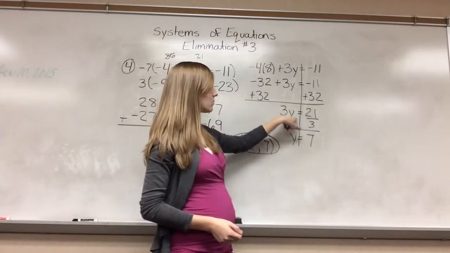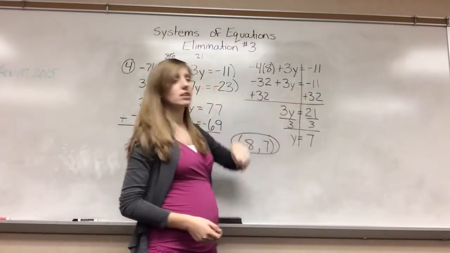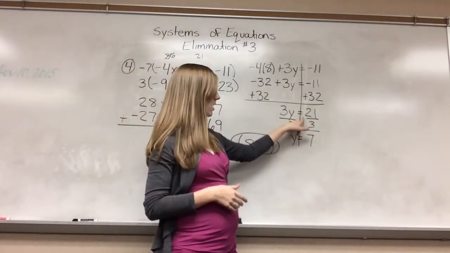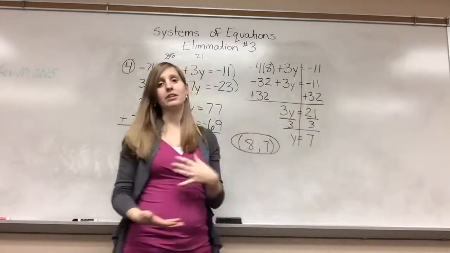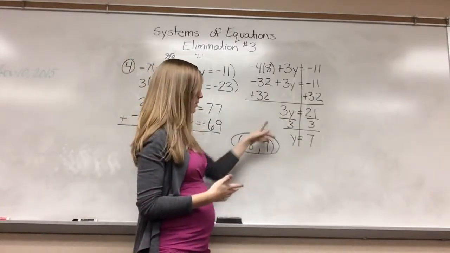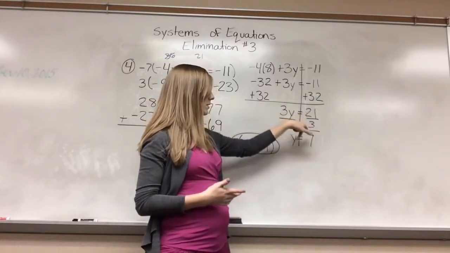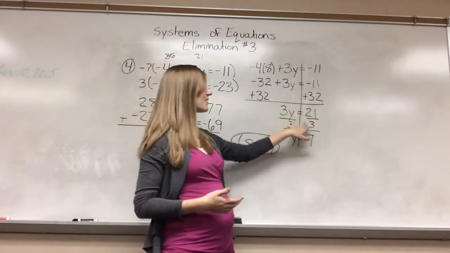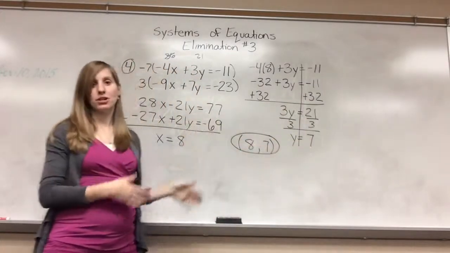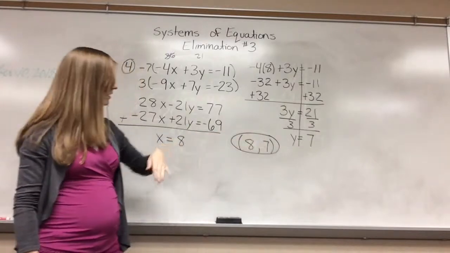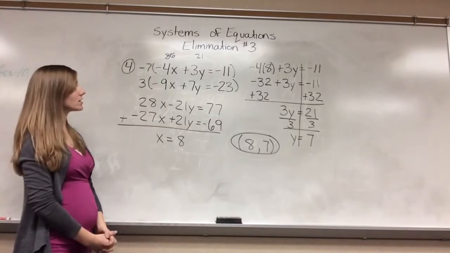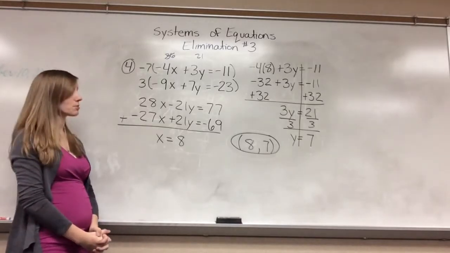I have 3y equals. Here the signs were different, so I subtracted, 32 minus 11. That gave me 21, and I kept the sign of the bigger number, so it's positive 21. And then from there, I just divided both sides by 3. So y equals 21 divided by 3 is 7. So my answer was 8, 7. I made sure I put the x term first and then the y. And that's your solution for number 4 and the end of our lesson on systems of equations using elimination. And this was our 3rd lesson.